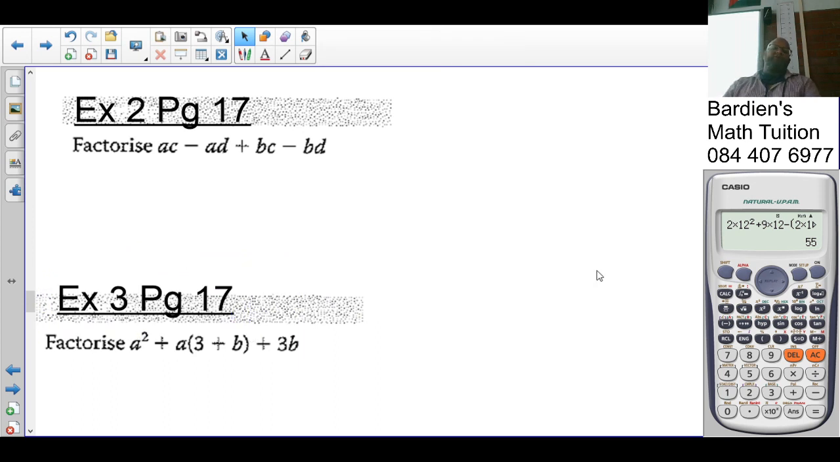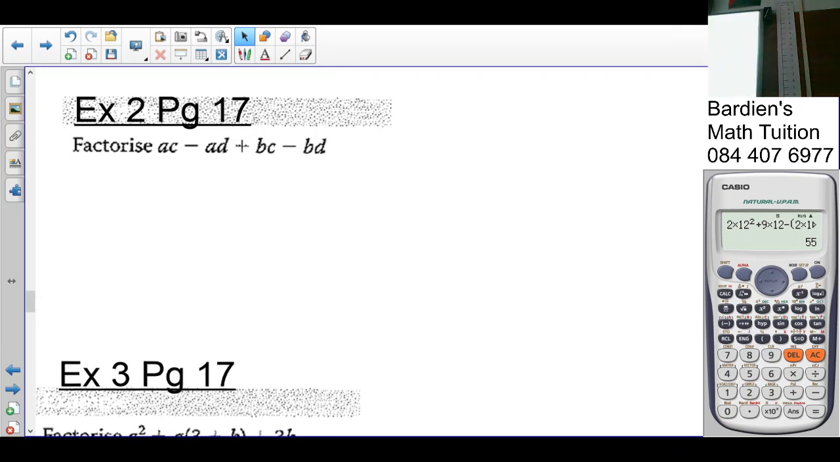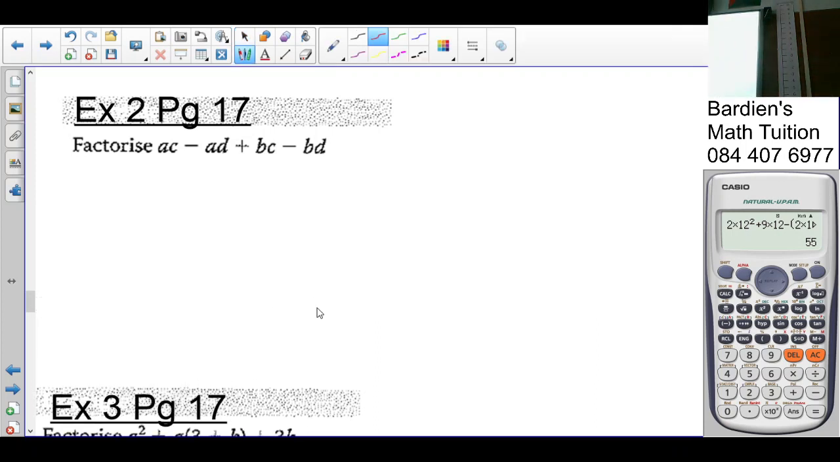Okay, let's look at the first one, example 2 on page 17. How are we going to group there? Are we going to group there, people? AC minus AD. Are we going to group these two terms? Okay? What is common there? A. And here? B. So factorize that for me quickly.